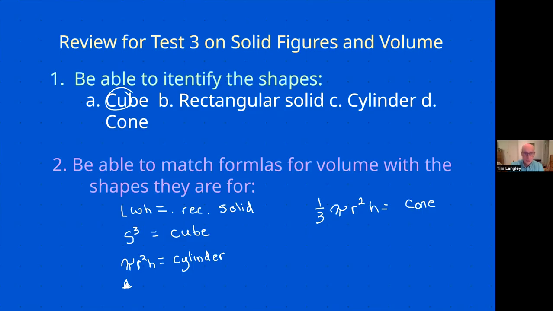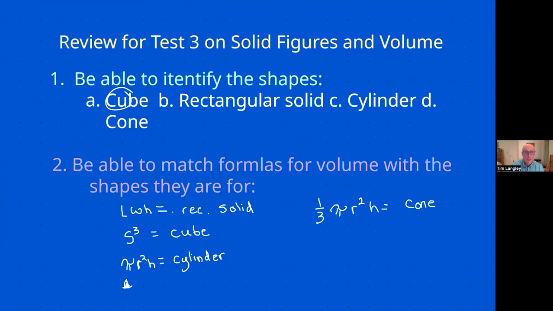But all of those formulas, length times width times height is a rectangular solid. The side cubed is your cube. Okay. And then et cetera, et cetera. So you've got the formula for the cylinder and for a cone. All right. We are just about there, folks.